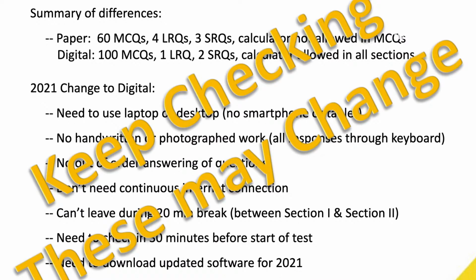Okay, so keep checking as these may change. Although we're so close to the test date, it may be unlikely now that they will make any changes. I think the window for making any changes, in my best guess, would have closed like last week.